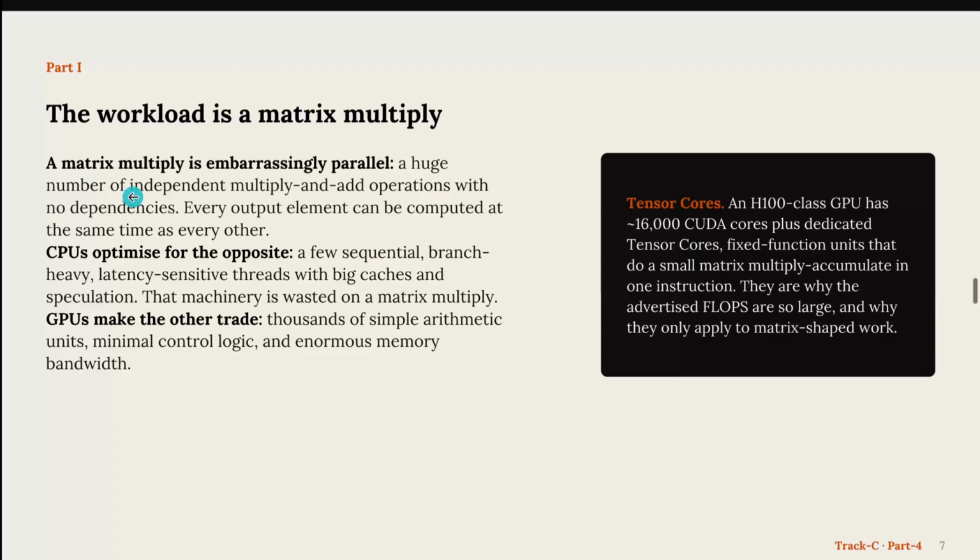CPUs were optimizing for the opposite. They were good for sequential and branch heavy work, because if you had too many if-then-else conditions, they would handle that. And they were latency sensitive threads, as in they needed to be executed in sequence in the right order, with big caches and speculation. Then CPUs were good, but GPUs made the other trade. They said, hey, if there are simple arithmetic calculations that need to be done, we will do that with minimal control logic and enormous memory bandwidth, which is coming from your HBM, high bandwidth memory.